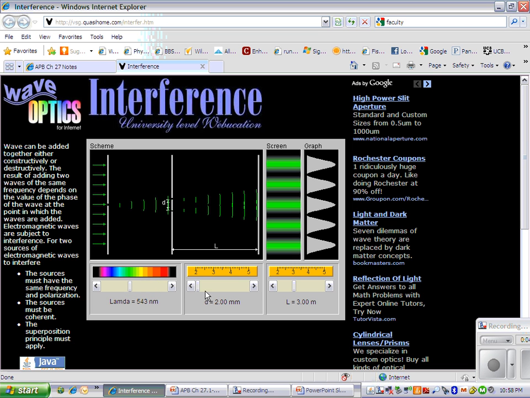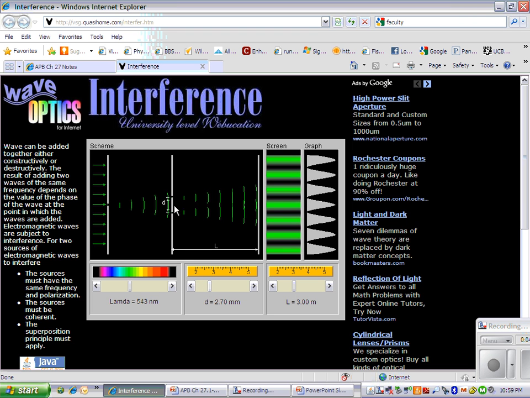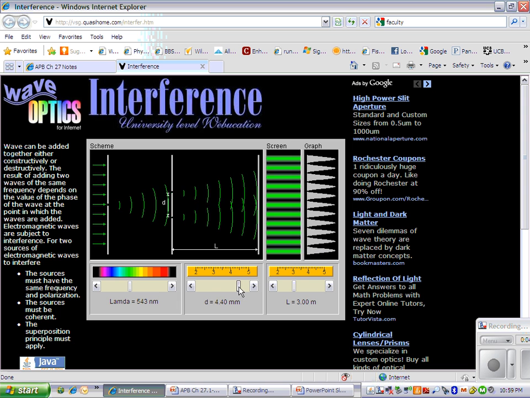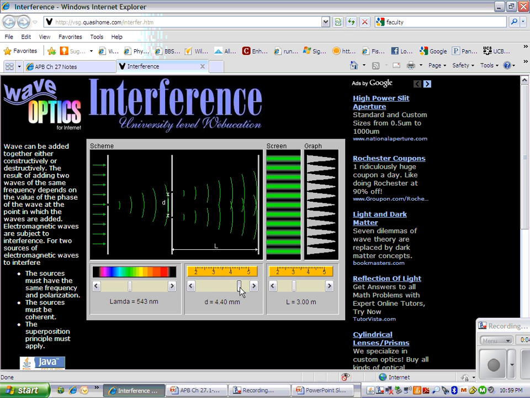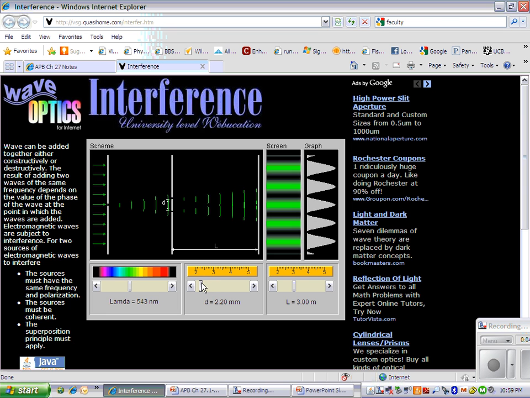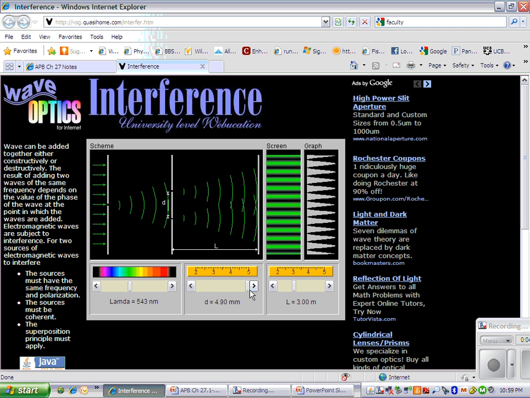And now I'm going to change the d value. This d value right here is the distance between the slits. As I make it larger, you'll see that the x value becomes smaller, and as I make the d value smaller, that x value becomes larger. The distance between the constructive interference points just became larger, and when I made d larger, the distance between the constructive interference points became smaller. So there was an inverse relationship there.